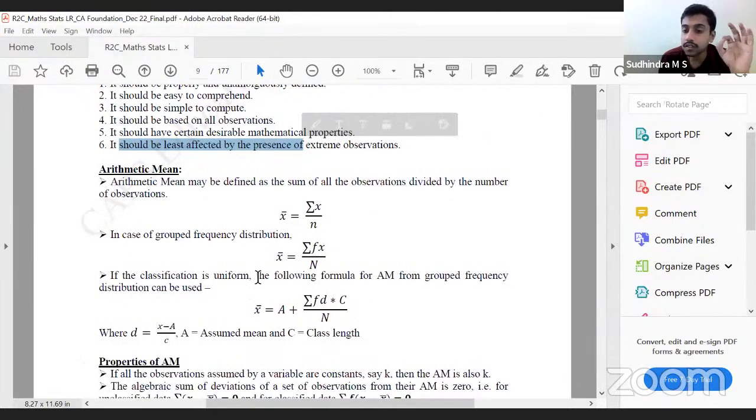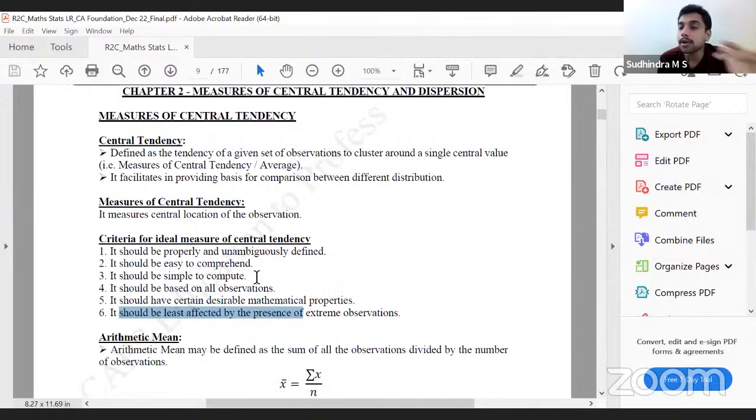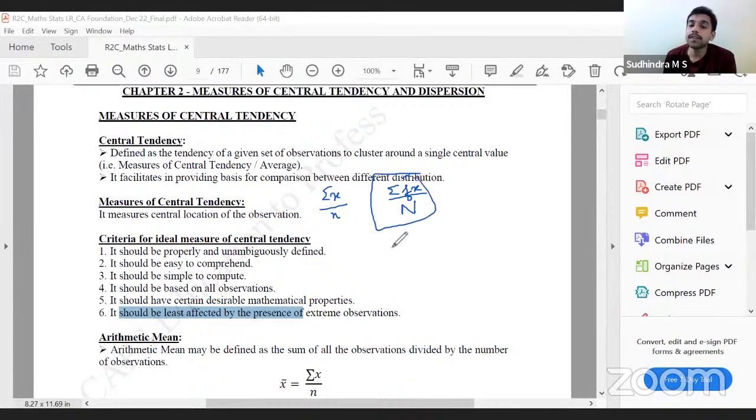Correct? First one, arithmetic mean: sum of all the observations divided by the number of observations. For ungrouped data, we have summation x by n. For grouped data, summation fx by n. Correct. However, alternatively, we have a shortcut method that we have discussed, A plus summation fd by n into c.